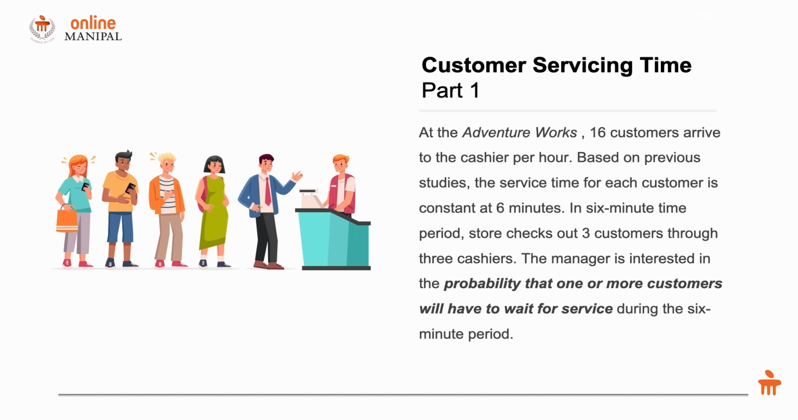What the store manager is interested in knowing is whether there is a need for a 4th cashier, or can he reduce the cashiers? Because he does not want customers to wait. He can keep on adding cashiers, but that might result in inefficient usage of the cashiers, because if there are fewer customers, the cashiers may sit idle. So he wants to see if 3 is an apt number, and whether there is a probability that 1 or more customers will have to wait in this 6 minutes duration.